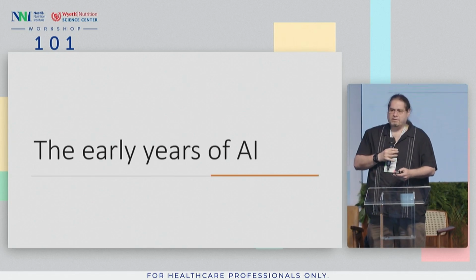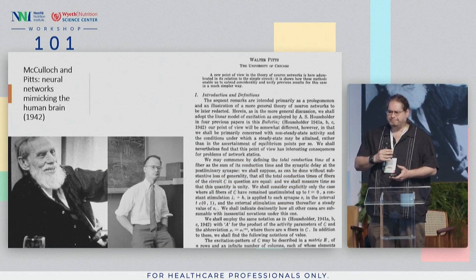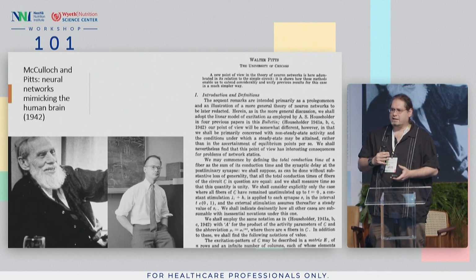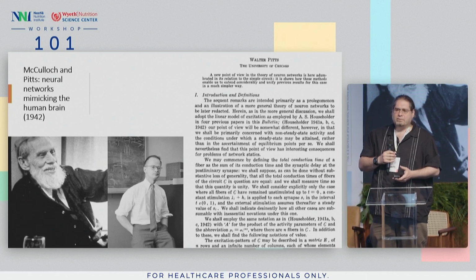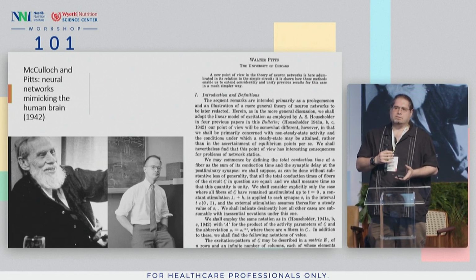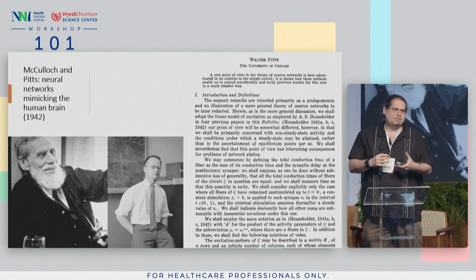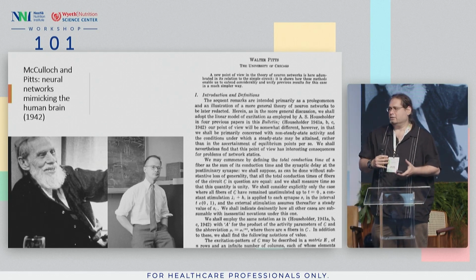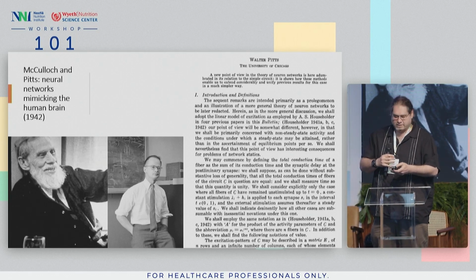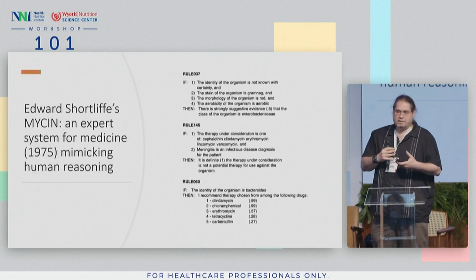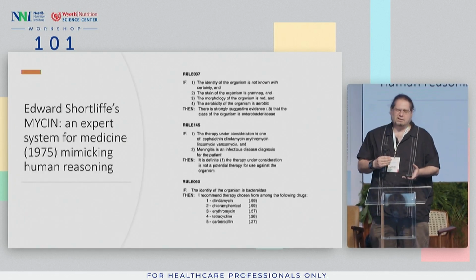So first off, the history of the field, it started really in the 1940s. This is a paper from 1942 with McCulloch and Pitts. And what they were trying to do was model the human brain, viewing it kind of as electronic circuits. And so it was a set of mathematical equations called neural networks. So back in 1942. The field continued at really a good clip in the 1960s and 70s.